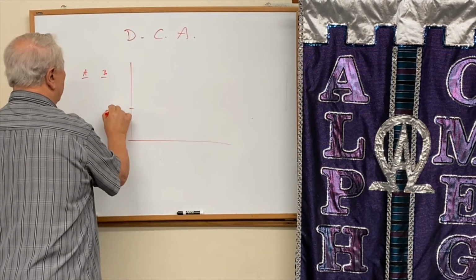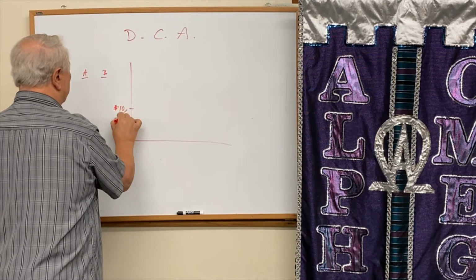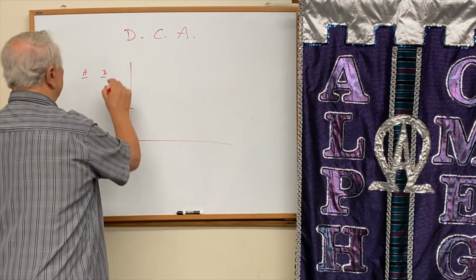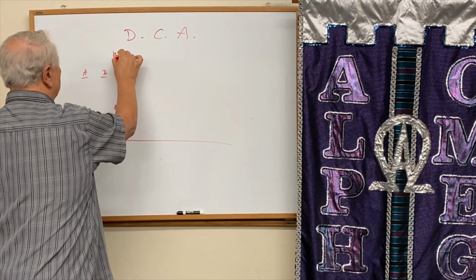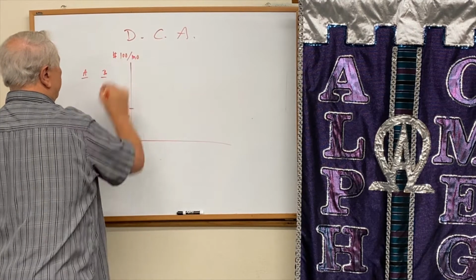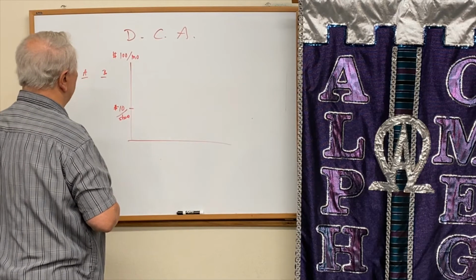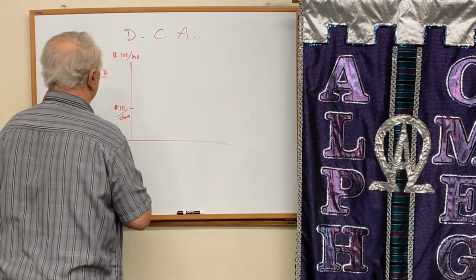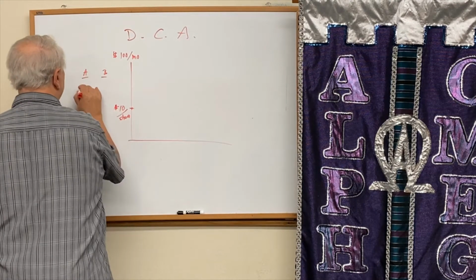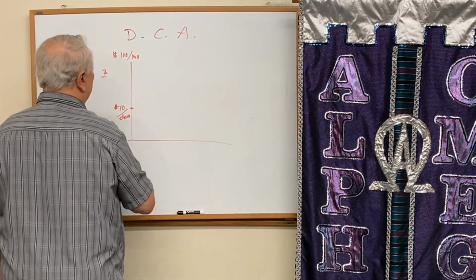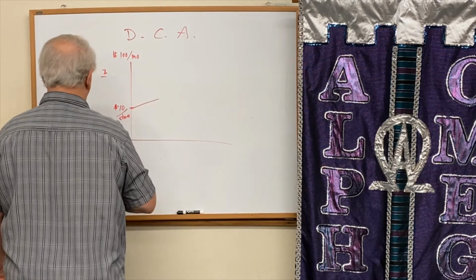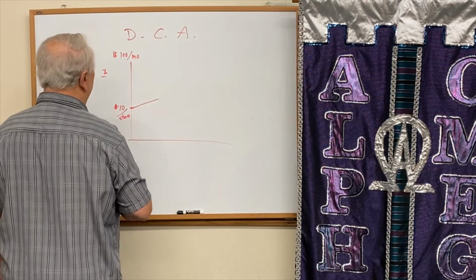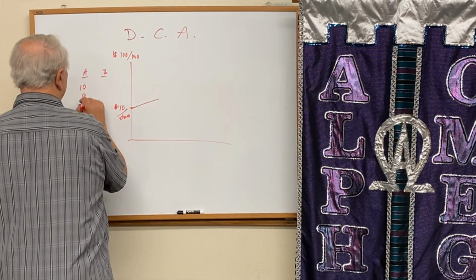Company A is selling for $10 per share. And John wants to invest $100 per month. Okay? So he invests $100. It's $10 a share, so he's going to get 10 shares. But next month it goes up to $12 a share. Well, at $12 a share, he's going to get 8 and a fraction. Let's call it 9 shares.